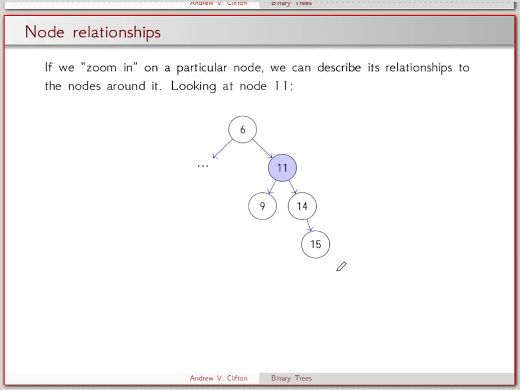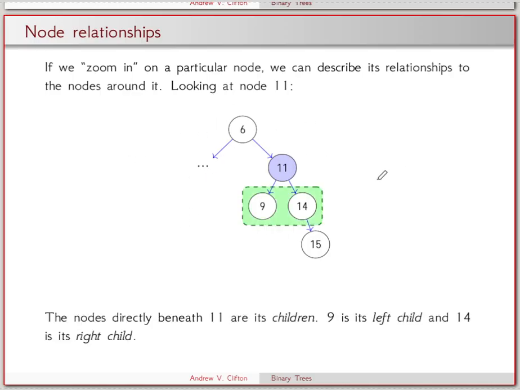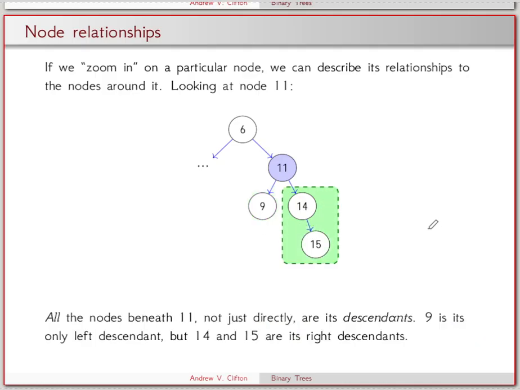If we zoom in on a particular node, you can describe its relationships to the nodes around it using some terminology. Here we've zoomed in on the node 11, and I'm only drawing the part of the tree around 11. The nodes directly beneath it, we call its children. So 11 has 2 children, 9 and 14. 9 is its left child, and 14 is its right child.